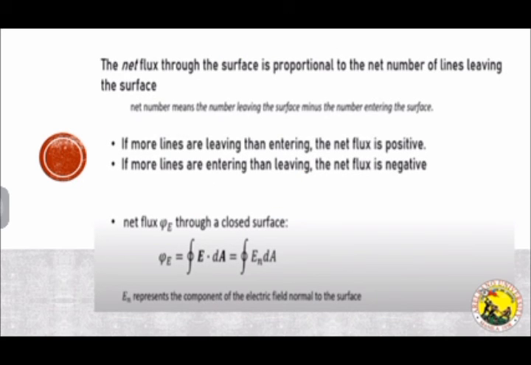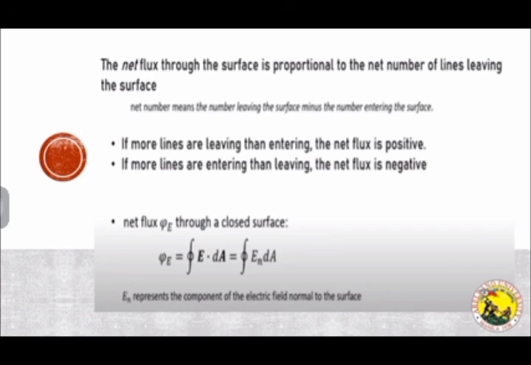The net flux through the surface is proportional to the net number of lines leaving the surface, which means the number leaving the surface minus the number entering the surface. If more lines are leaving than entering, the net flux is positive. If more lines are entering than leaving, the net flux is negative.